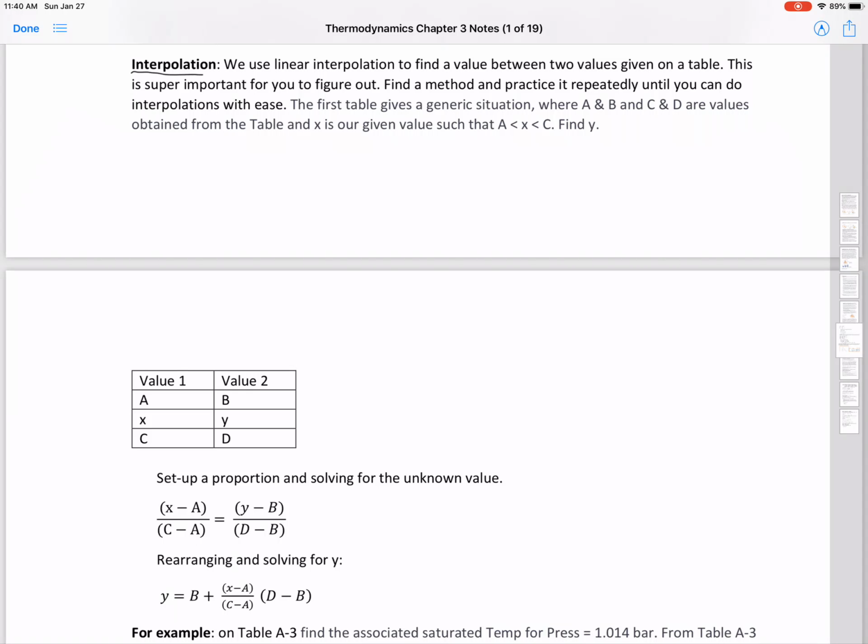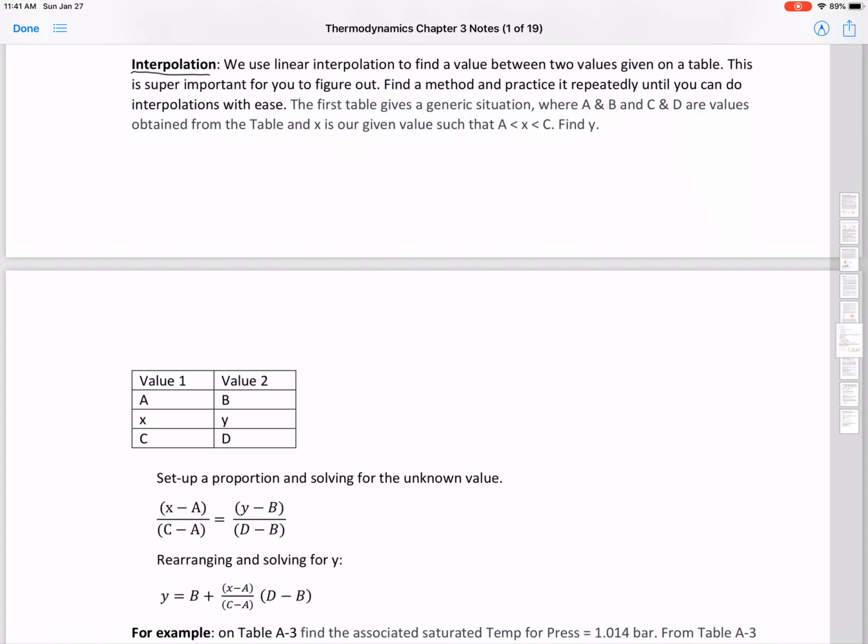Interpolation. We use linear interpolation to find a value between two values given on a table. If we go to the table and our value isn't actually there, but we see that our value is between two other values, we use linear interpolation to find our value. And the tables are set up so that the relationship between values on the table is linear, so we don't lose anything by using a linear relationship between those two values.